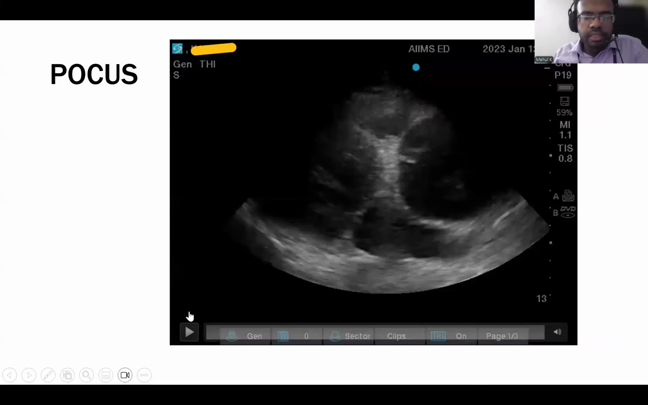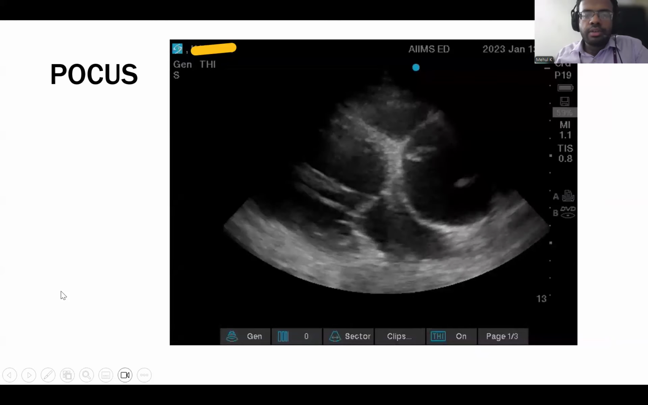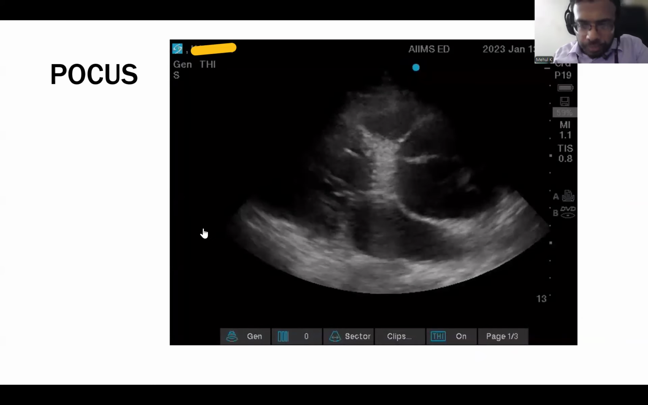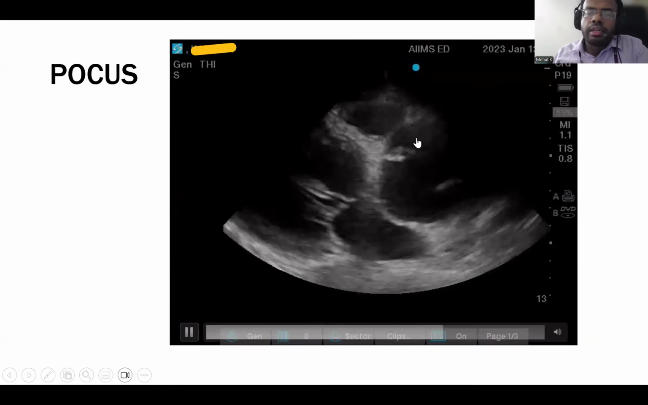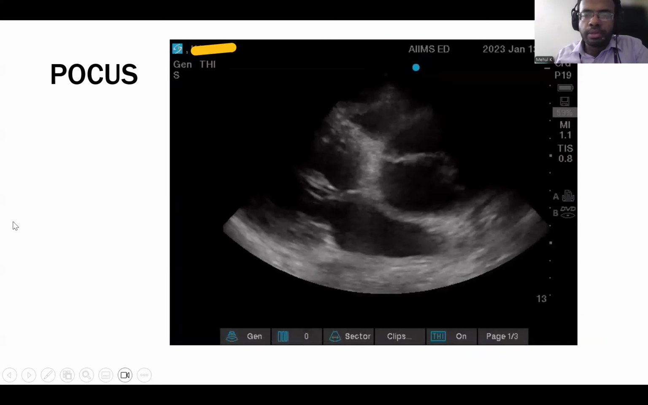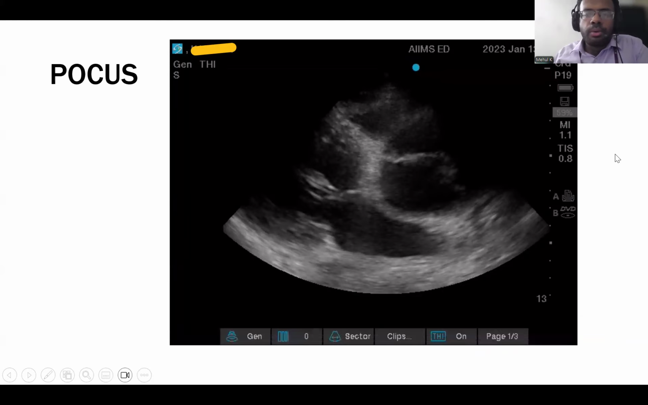So these are a couple of cases that we actually saw in our center. This was a case of a type A aortic dissection. You can see a very gross dilatation of your aortic outflow tract here, and you can see an obvious intimal flap also in the aorta. So this was a type A dissection. The patient presented with severe shock.